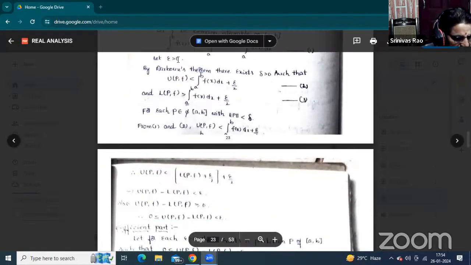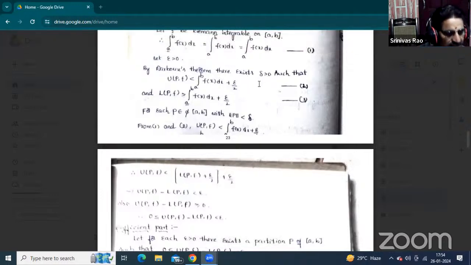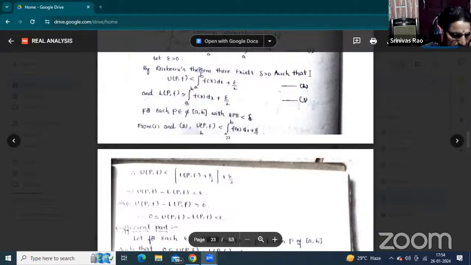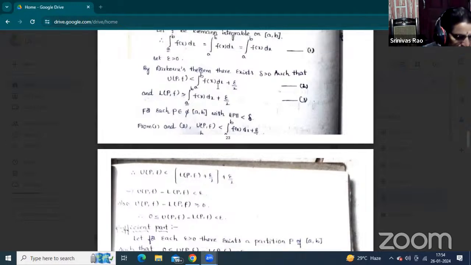Now, here epsilon be any number, that number must be greater than 0. Already we have explained the Darboux theorem. What is the Darboux theorem statement? There exists delta, that number must be greater than 0, such that upper Riemann sum is less than upper Riemann integral plus epsilon by 2. Say this is the second equation. In the same manner, comparing lower Riemann sum and lower Riemann integral, lower Riemann sum is greater than lower Riemann integral minus epsilon by 2. This is the third equation.